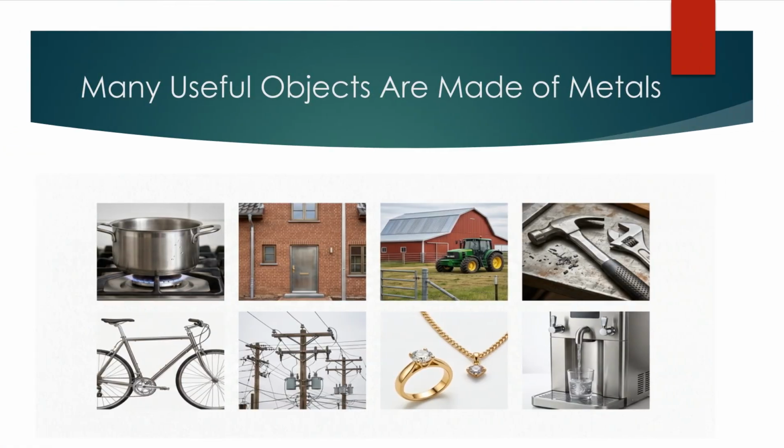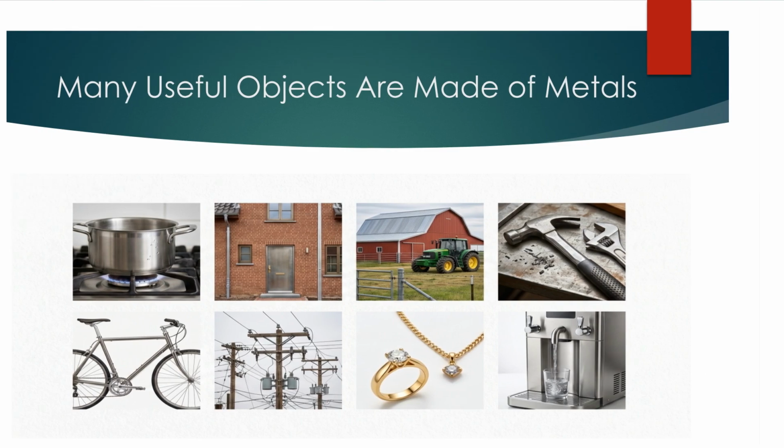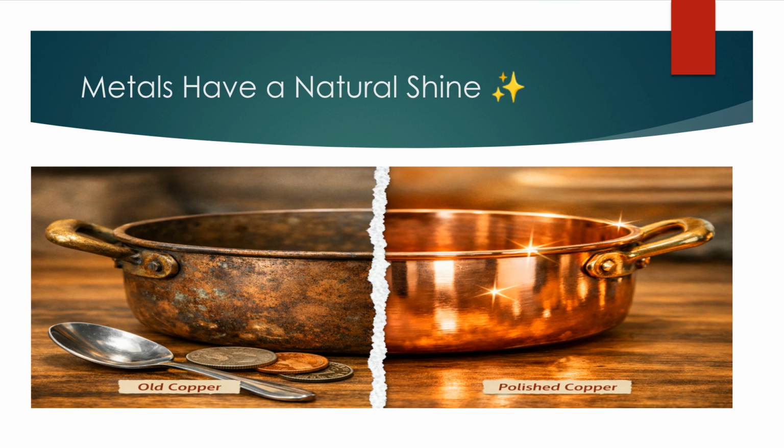Metals are incredibly important. From the tools in our workshops, to the wires in our homes and the jewelry we wear, they are essential to modern society. One of the defining features of metals is their natural shine or luster. When polished, metals reflect light beautifully.